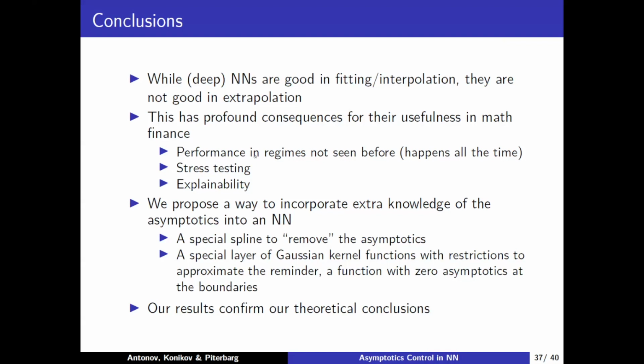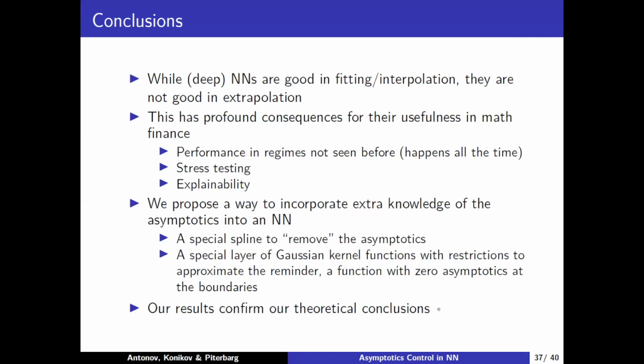This has consequences for their usefulness in mathematical finance. Performance in regimes not seen before happens all the time, especially with stress in COVID times. Stress testing also can be corrupted, and explainability and so on. If we don't see that we can control asymptotics, then we can say that something goes wrong. So we propose a way to incorporate actual knowledge of the asymptotics into the neural network: a special spline which removes the asymptotics, then a special layer of Gaussian kernel functions, like Gaussian bells, with restriction to the centers, to approximate the remainder function with zero asymptotics.